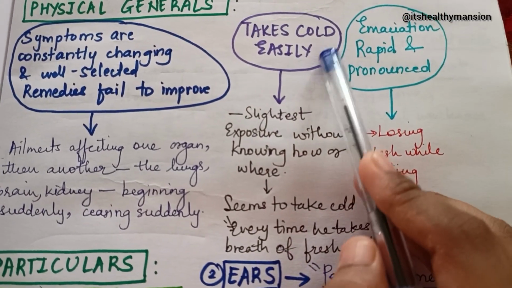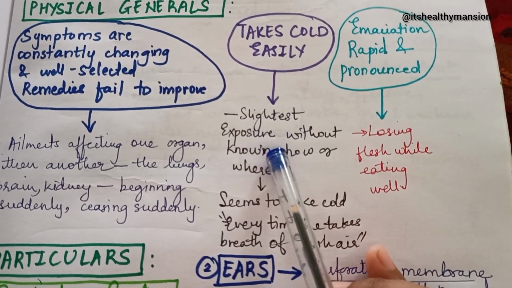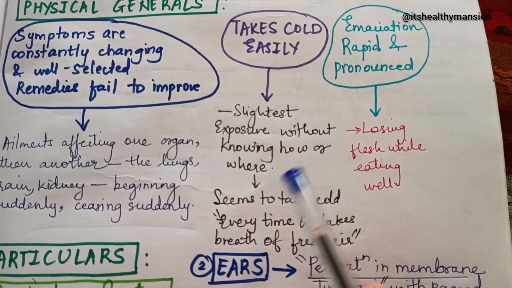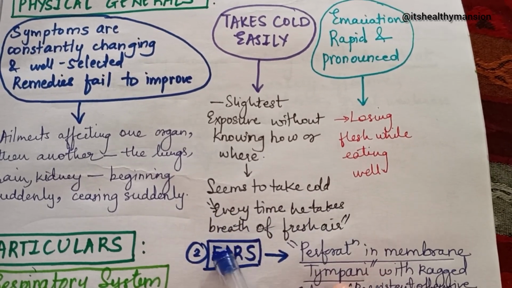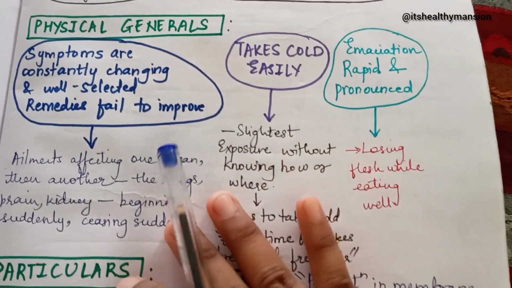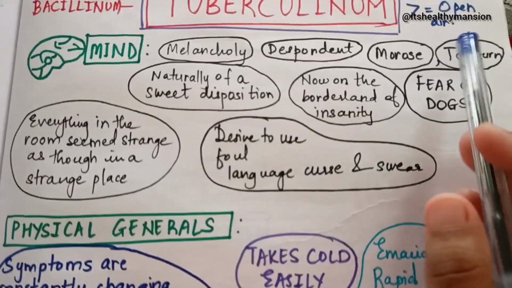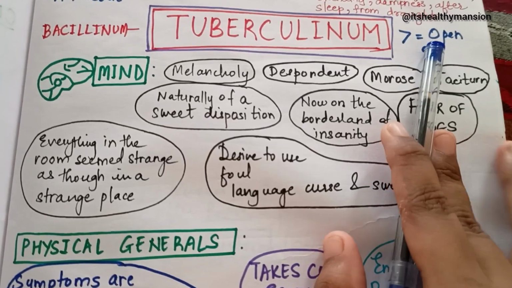Patient takes cold easily, even with the slightest exposure, without knowing how or where, seems to take cold every time. He takes a breath of fresh air, and even though the tuberculinum patient has amelioration from open air, it is open air, not cold air.